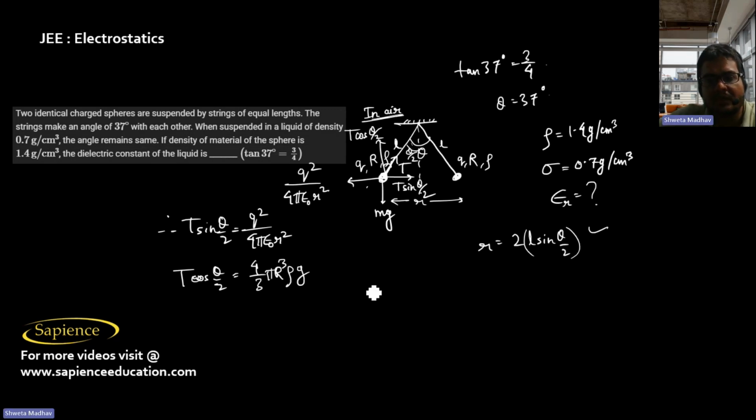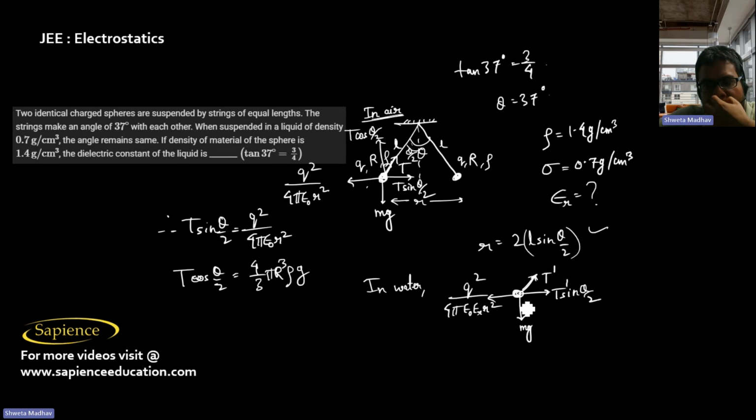And similarly, when it is kept in water, then on the sphere the tension force will change, suppose T dash, but the angle remains the same, it has been told. So T dash sine theta by 2 will be equal to q square by 4 pi epsilon naught into epsilon r into r square. R will remain the same, but here mg is acting downwards, while upwards the upthrust is acting, which is v sigma g, and here we have T dash cos theta by 2 also. So therefore T dash sine theta by 2 is equal to q square by 4 pi epsilon naught into epsilon r into r square.